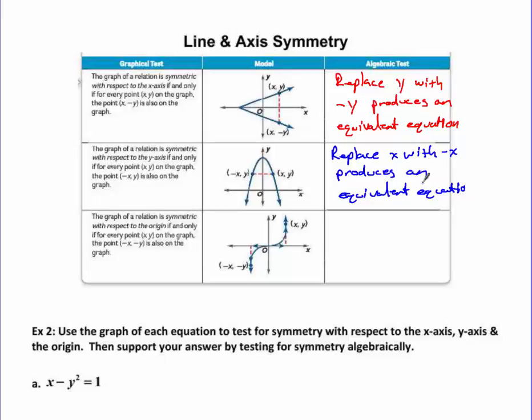And lastly, symmetric with respect to the origin occurs if we replace x with negative x and y with negative y, and that produces an equivalent equation.